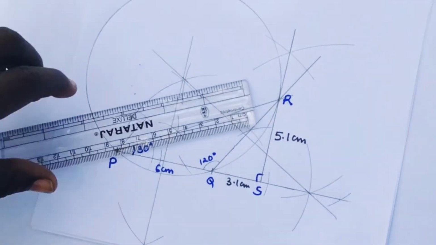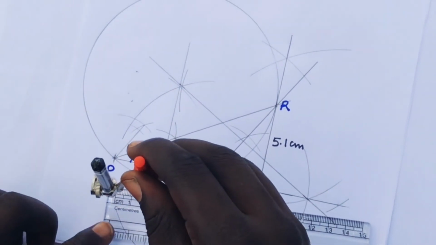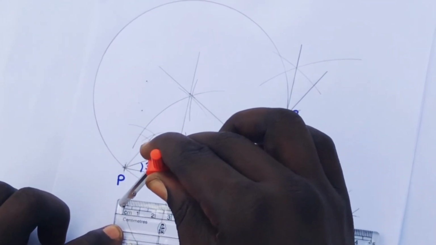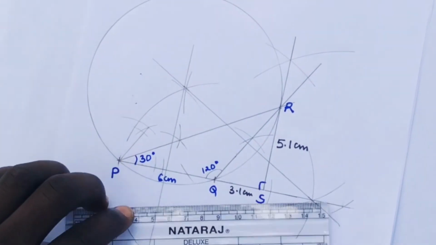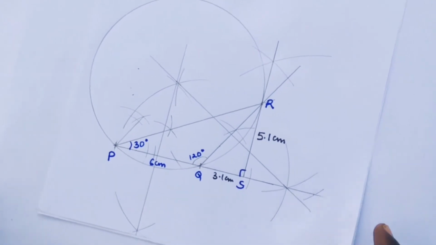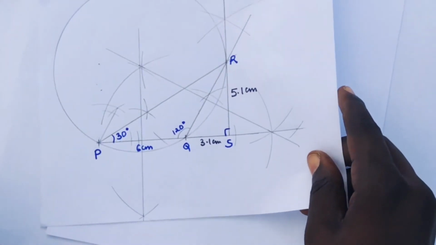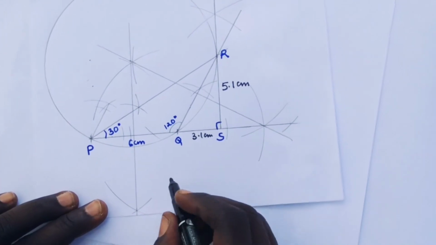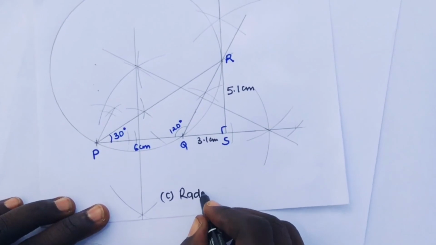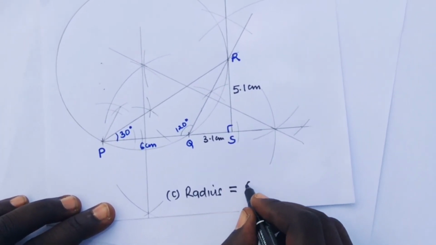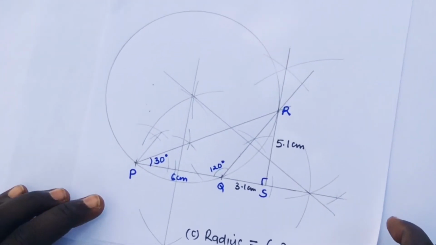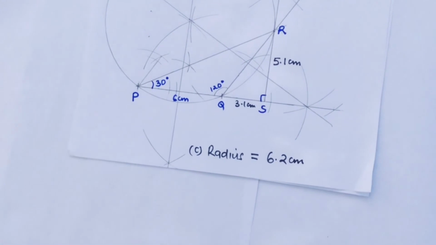So what do you do? Go back to your ruler. Very well, and put the needle at the zero mark like that, and then stretch to see where the pencil stops. This is at 6.2. I'm seeing 6.2. Remember, you're supposed to construct this and also confirm this very well. So what do I do? That was part C. Remember, you have to label your work. That was part C. I can say radius is equal to 6.2 centimeters.